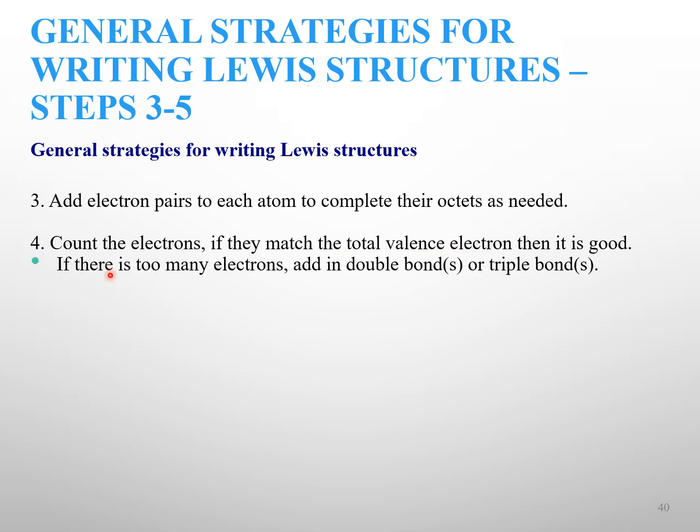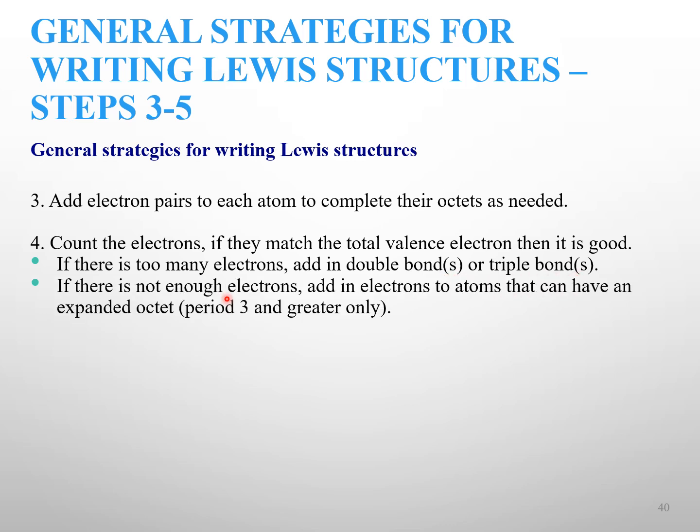If it doesn't match and there are too many electrons, we add in double bonds or triple bonds. Each double bond will shrink the electron count by 2. Each triple bond shrinks it by 4. If you don't have enough electrons, you can usually add electrons to the central atom if it can have an expanded octet. Anybody in period 3 and greater can have an expanded octet. Anybody in period 2 or period 1 cannot have an expanded octet. Expanded octet means more than 8 electrons.